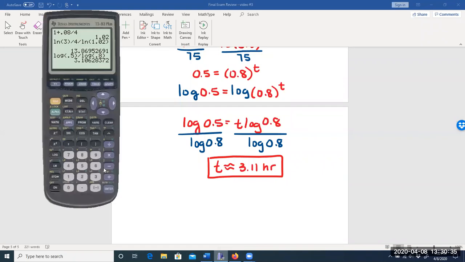Before I sign off, let me just show you that if I change this to natural log, so if I do natural log 0.5 divided by natural log 0.8, we get the exact same answer. So it really doesn't matter which one you use.